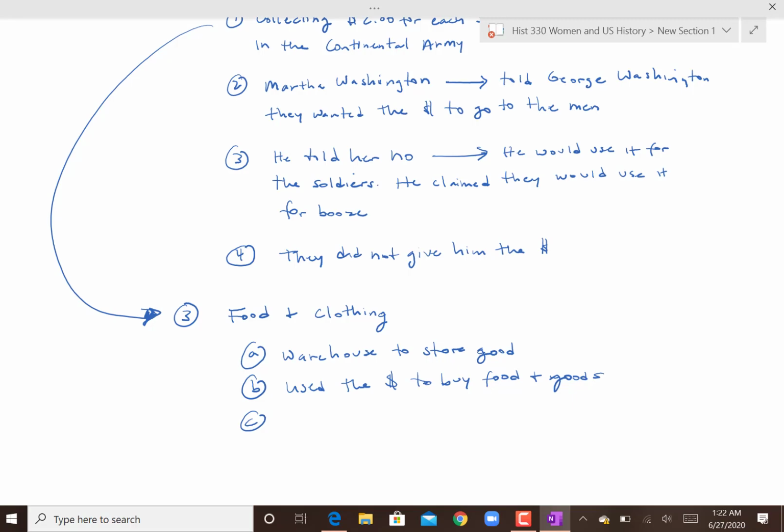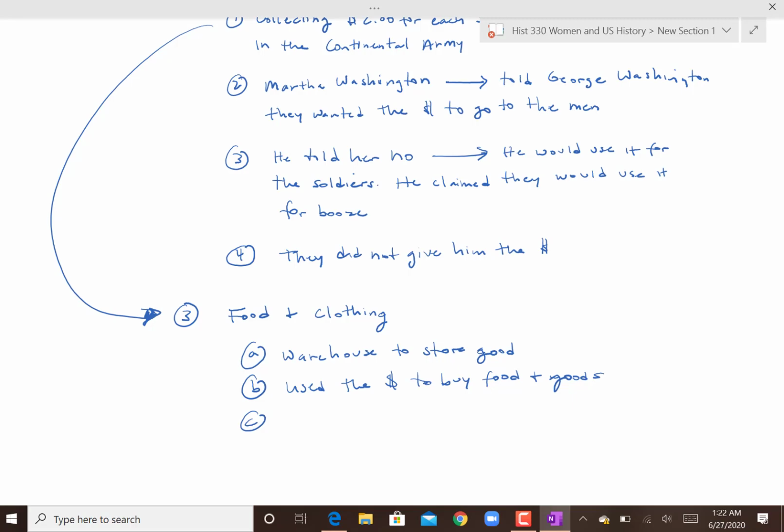So this is why the women were raising money for them. Because they're like, look, you're giving them IOUs that they can't use. We're going to raise some money so that we can give it directly to the soldiers. It was something that was needed. But it got rejected by George Washington, who wanted to have control over that. So instead, they took the money and put it into a warehouse and bought food and goods and gave those to the soldiers because they wanted to keep control.